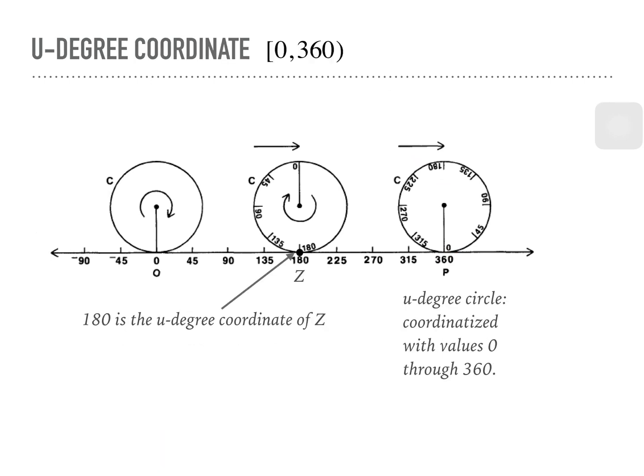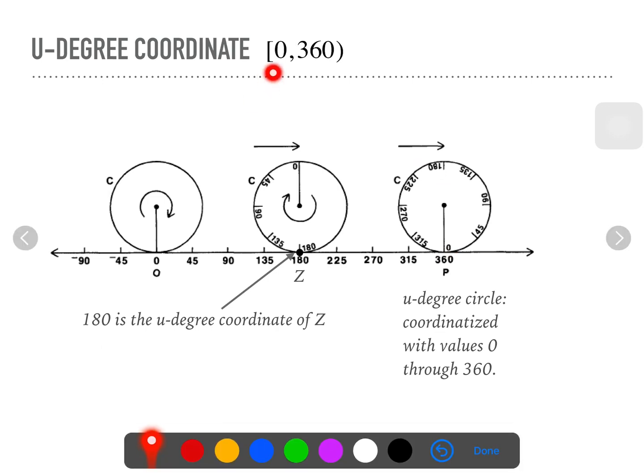You'll notice that when we're talking about degrees, we are including 0, but going up to and not including 360. And just a little bit of vocabulary, 180, we say, is the U degree coordinate of Z. The U degree circle is coordinatized with values 0 through 360.